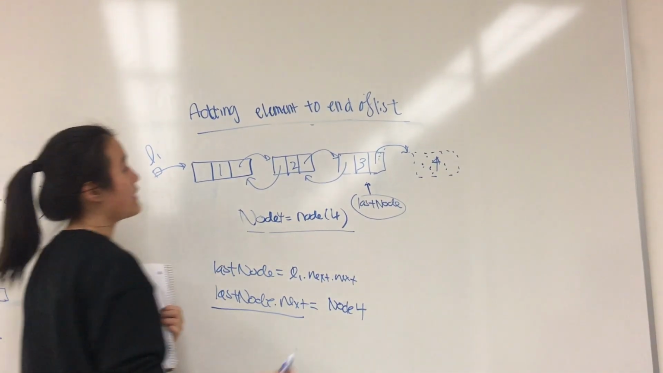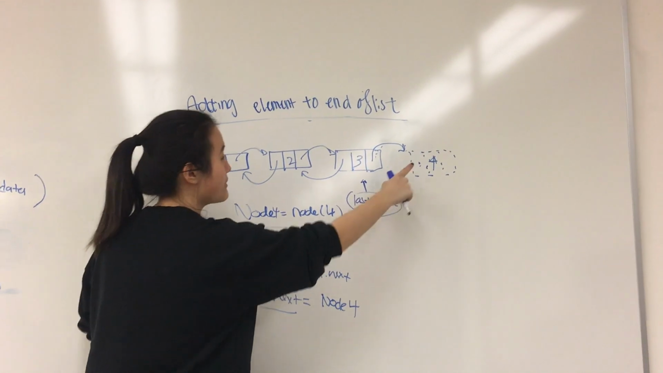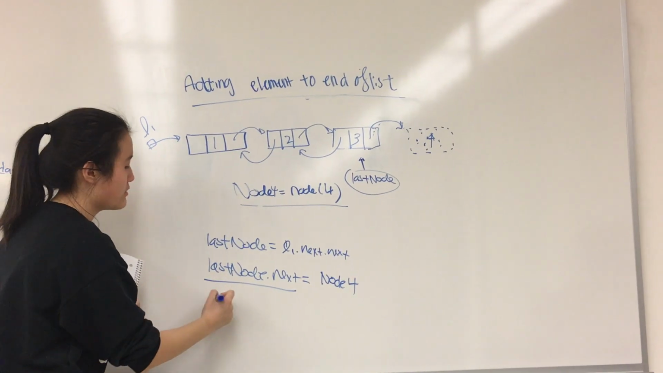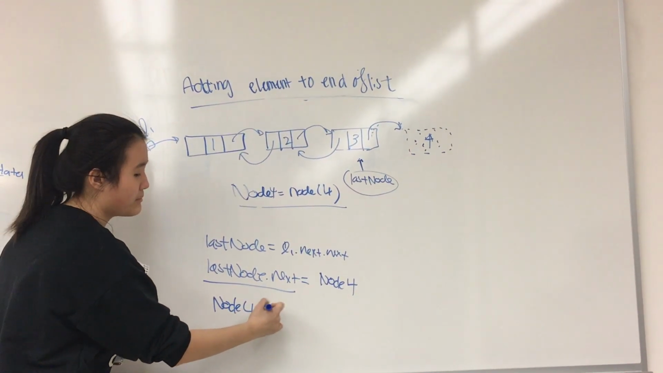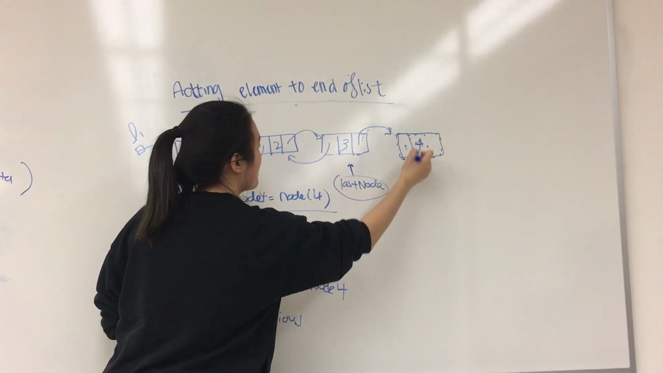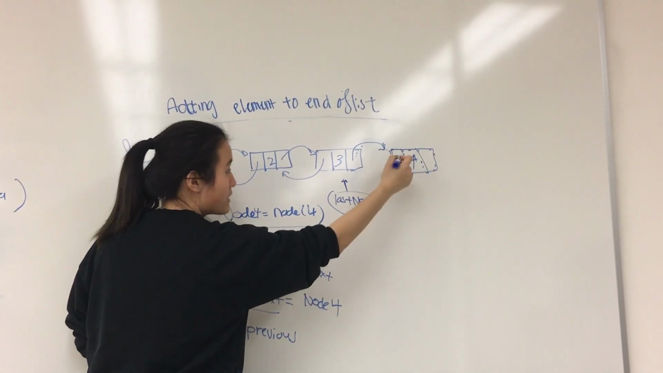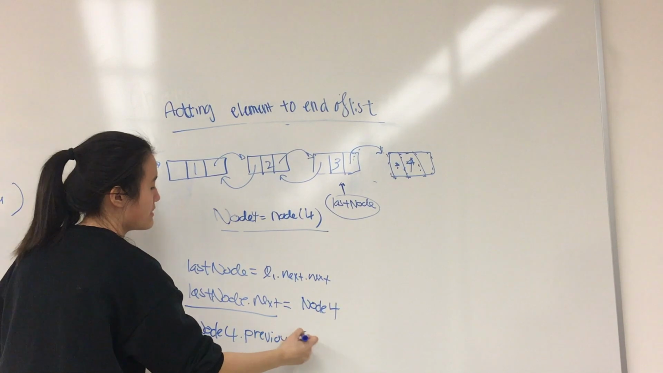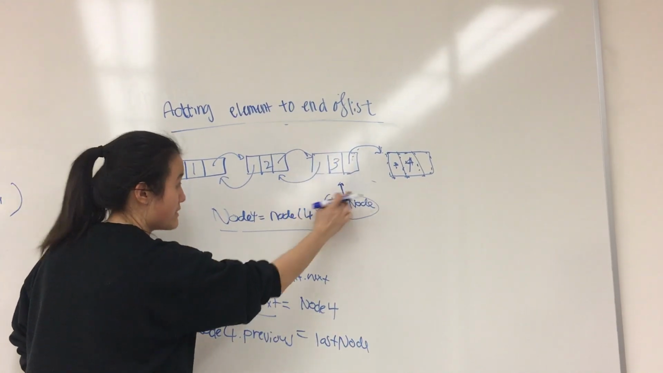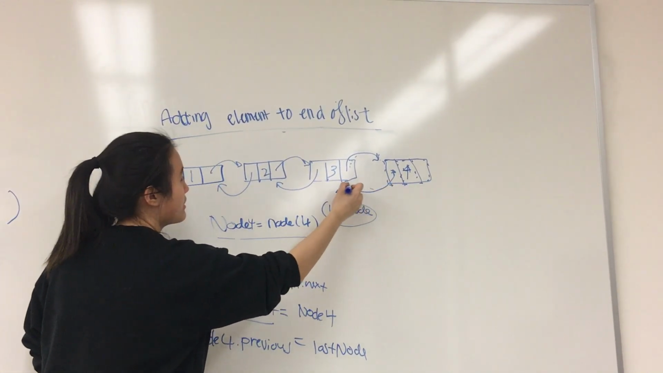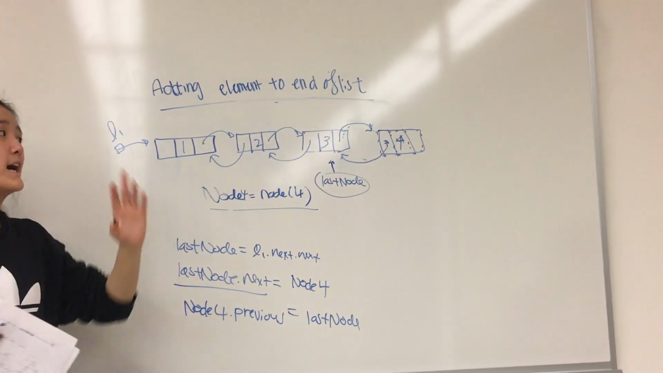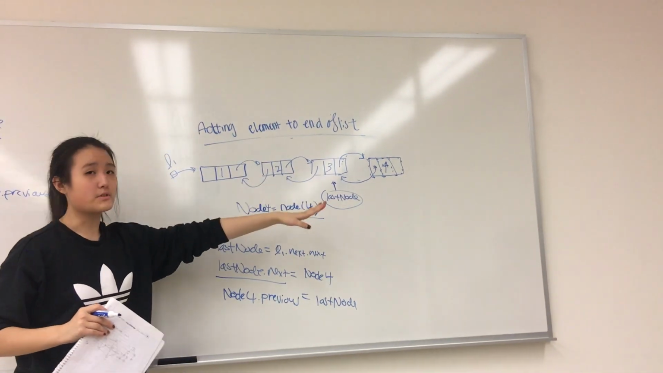Now what we need to do is have it so that node 4's previous is pointing to node 3. And it's the general same idea. So you say node 4 dot previous is equal to last node. And last node we know is pointing to this node right here. So node 4 dot previous is equal to last node, just created this link right here. So you've added another element to the end of the list.